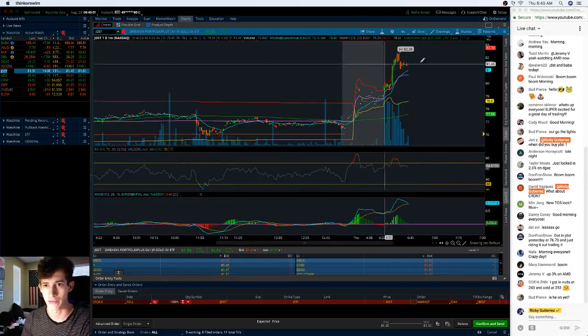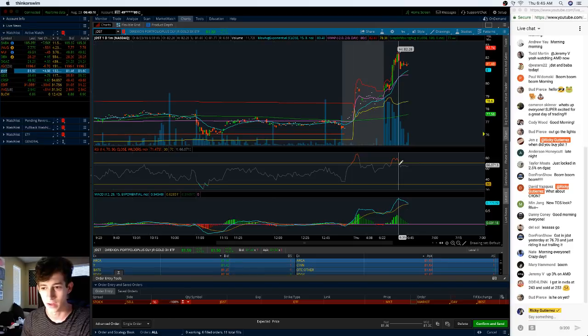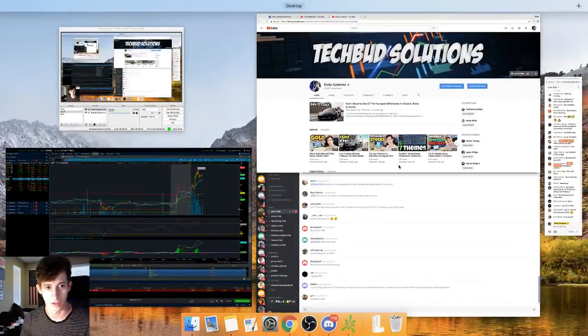So right now we're just receiving some consolidation, no buy signal, sell signal, or anything like that. RSI is a little bit more on the overbought side. So again, that's definitely something that I want to make sure we take into consideration.